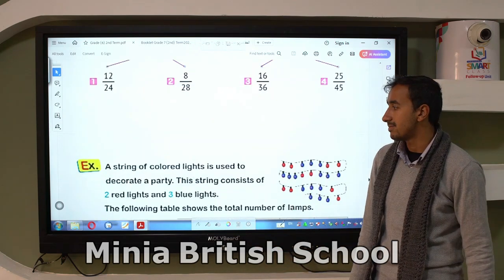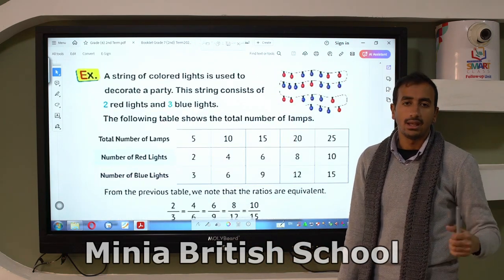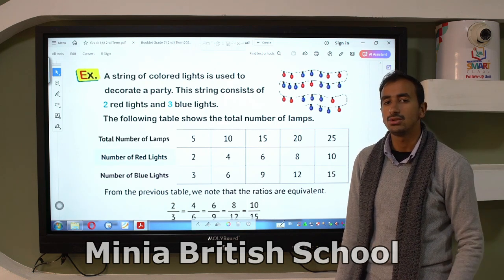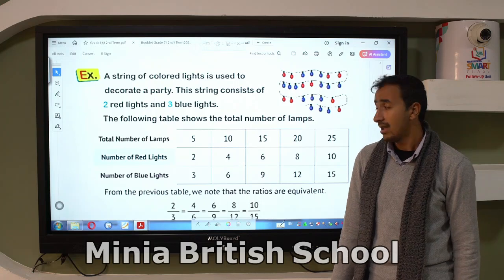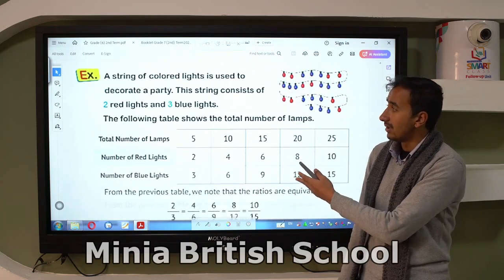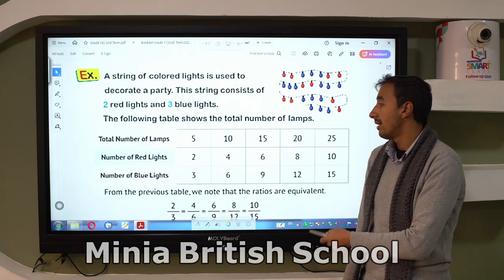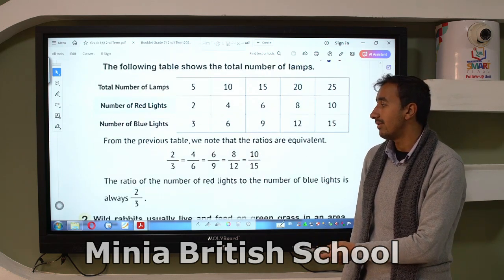Okay, that's our difference between equivalent ratios and representing the ratio by the fraction. That's our lesson today, and we have more exercises about the ratios. You can solve them together to make the equivalent ratio.